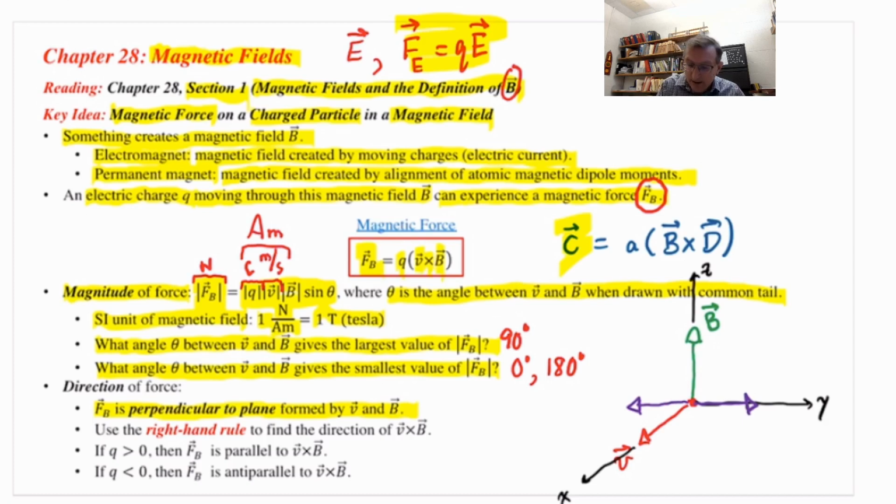Okay? All right, so which of those directions is the correct one? Well, we need the right-hand rule. First, we use the right-hand rule to find the direction of V cross B, just that.